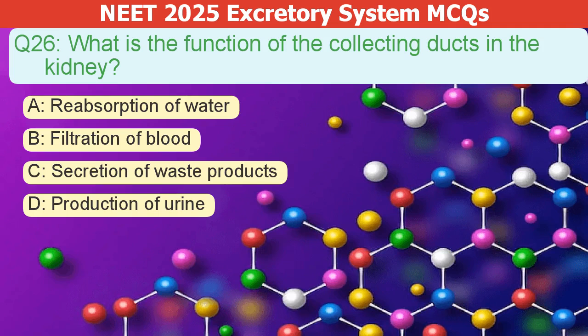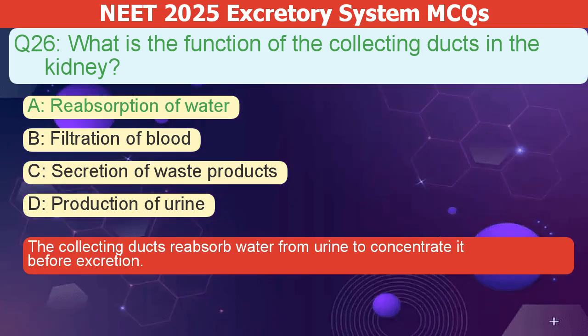What is the function of the collecting ducts in the kidney? A. Reabsorption of water. B. Filtration of blood. C. Secretion of waste products. D. Production of urine. The correct answer is A. The collecting ducts reabsorb water from urine to concentrate it before excretion.